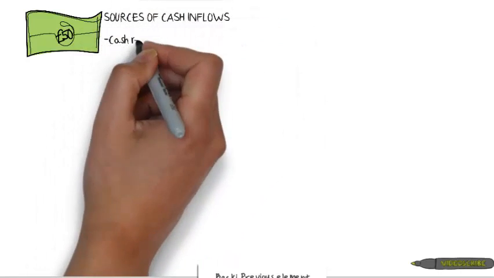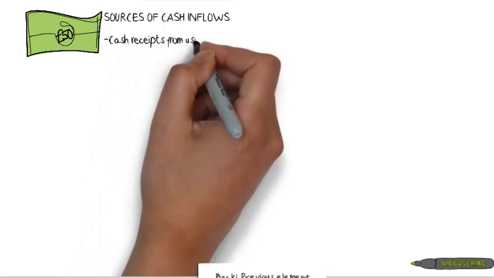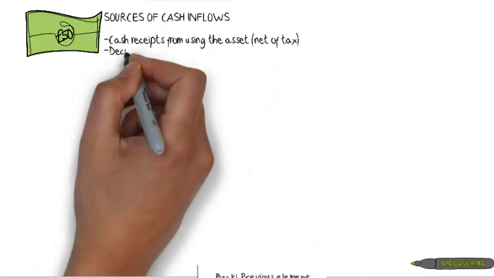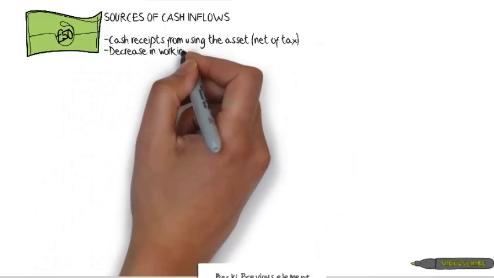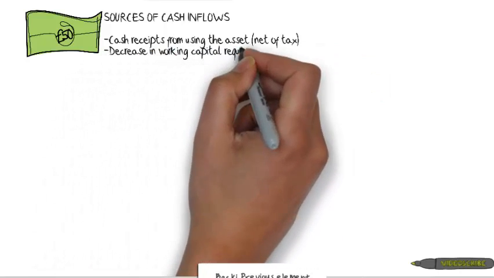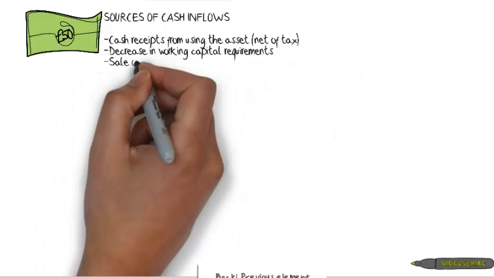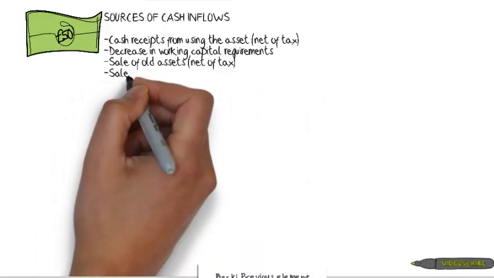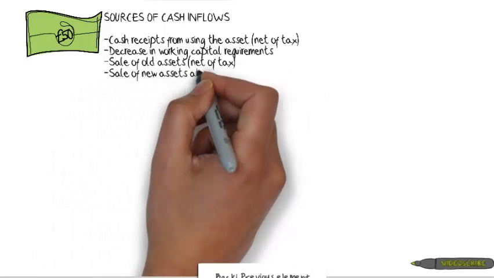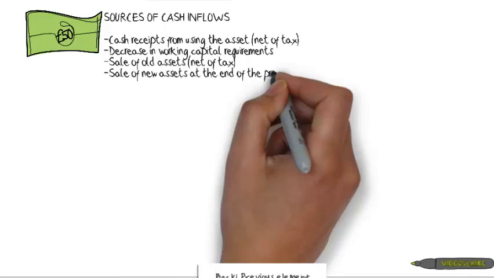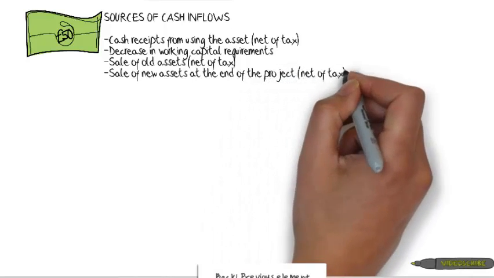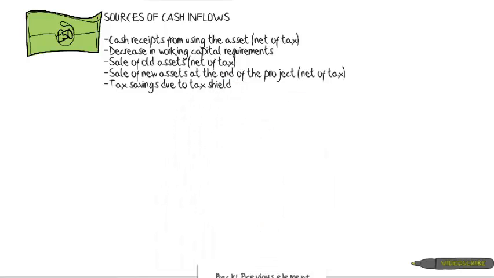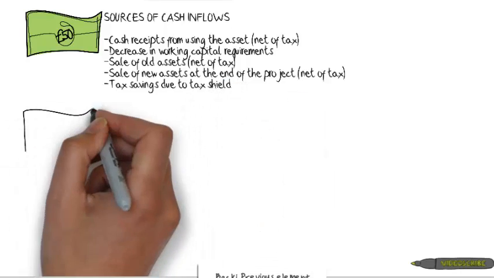Some sources of cash inflows: cash receipts from using the asset. Another one, decrease in working capital requirements. Next one would be sale of old assets, and then sale of new assets as well. Those are some sources of cash inflows. We can sell that new asset obviously at the end of the project. Also, tax savings due to tax shield, which we'll get into a little bit later.